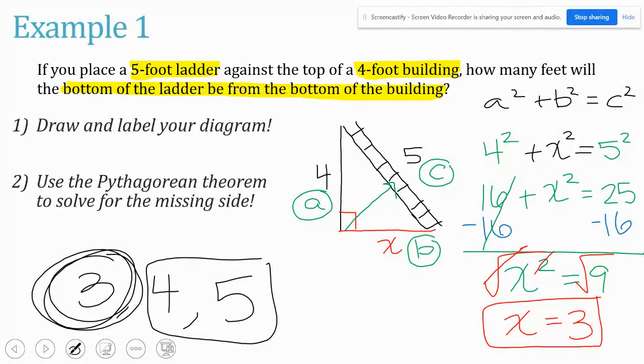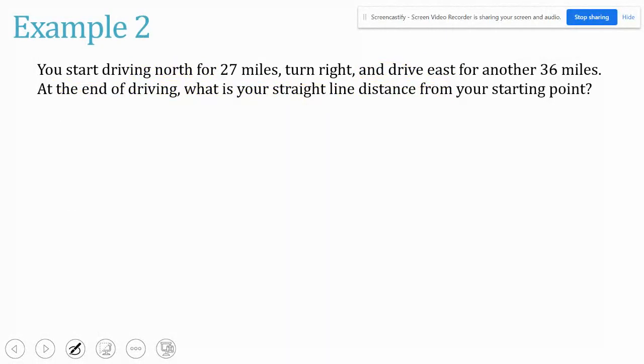All right, let's take a look at one more example. So you start driving north for 27 miles, turn right, and drive east for another 36 miles. At the end of driving, what is your straight line distance from your starting point?